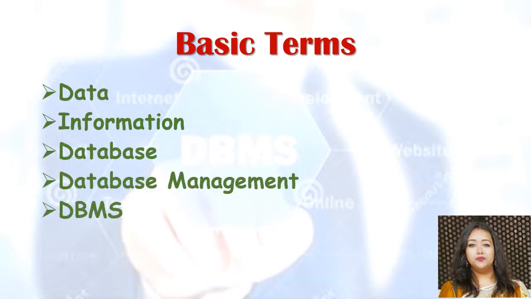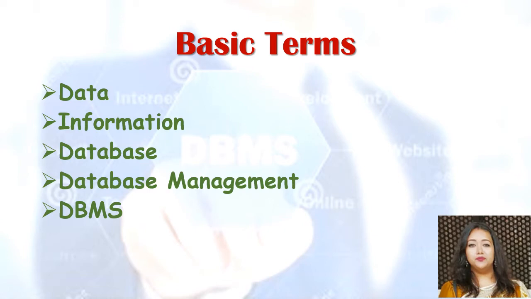We have to know some basic terms such as data, information, database, database management, and DBMS. Data is a collection of unorganized raw facts such as numbers, words, measurements, observations, or just description of things. Information is a set of data which is processed in a meaningful way according to the given requirement.